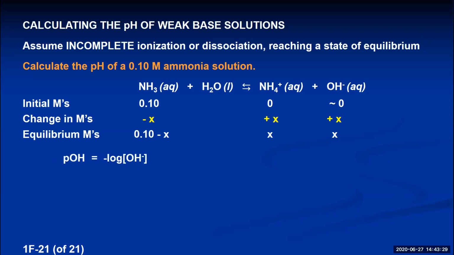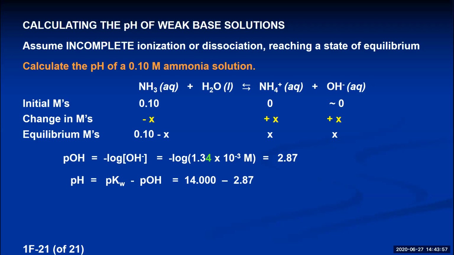So if I take the negative log of x, I'm going to get the pOH. The negative log of 1.3 times 10 to the minus third will give me a 2 significant figure pOH, which is a logarithmic number, which means 2 places past the decimal point. Once again, you don't stop here, because if you did, you'd go, wow, this base made an acidic pH. And that's because this isn't an acidic pH, this is a pOH. To get the pH, you have to go pKw minus pOH. So we go 14.000 minus 2.87, and that gives us a pH of 11.13.